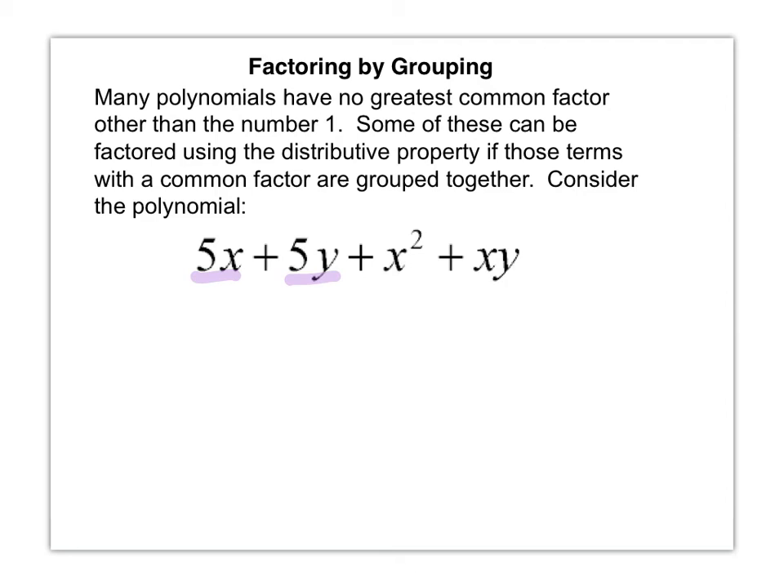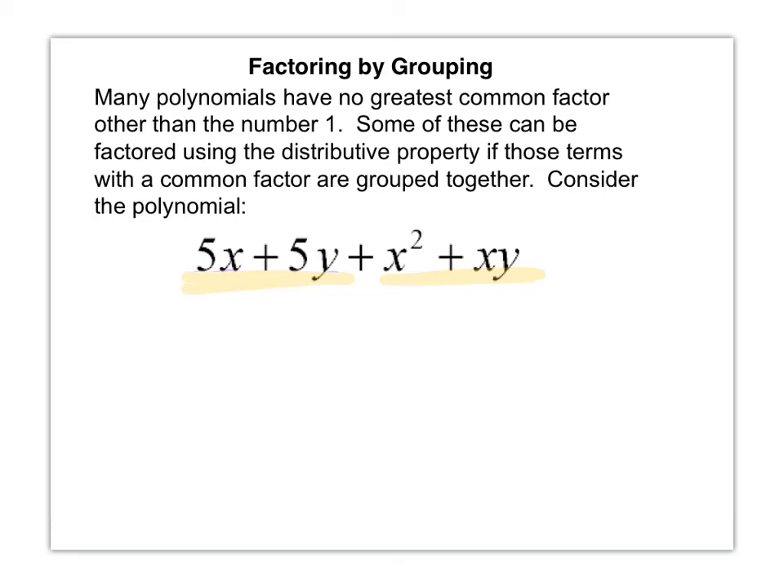The last 2 terms don't have 5s. The third term has an x in it, and the fourth term has an x in it, and the first term, but they don't all have an x in it. So what we could do here is factor by grouping, looking at the first two terms as one group and looking at the last two terms as another group.